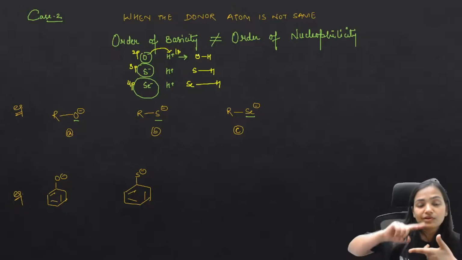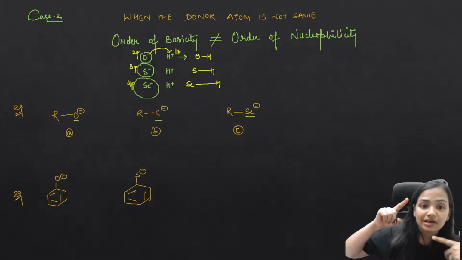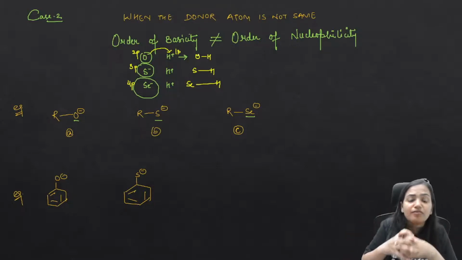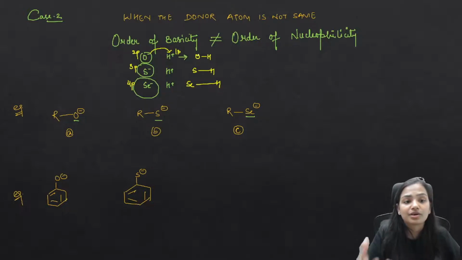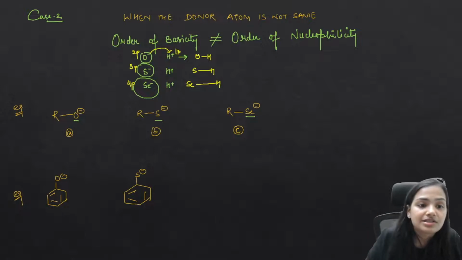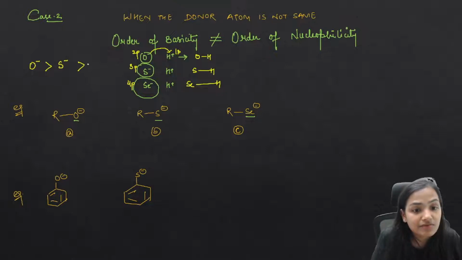So if you look at basicity, any species that accepts the proton strongly and forms a strong bond is going to be a good base. So for the order of basicity, you will say that O negative is going to be a better base than S negative, because it will accept the proton more strongly than Se negative.